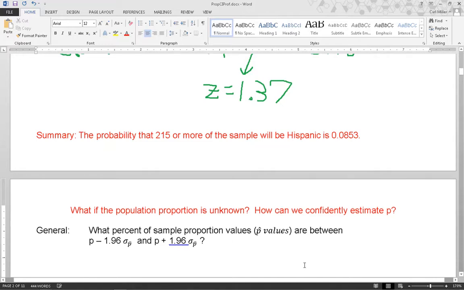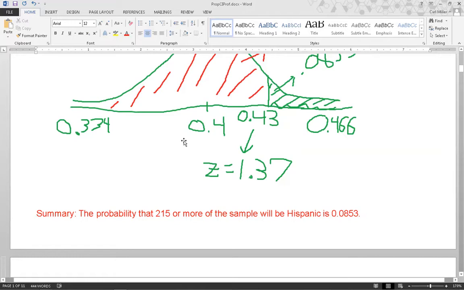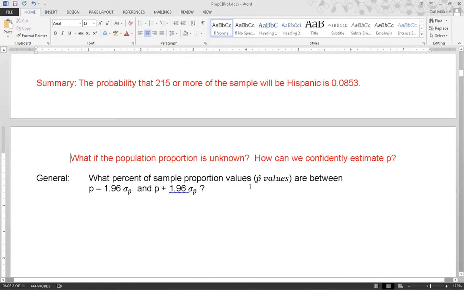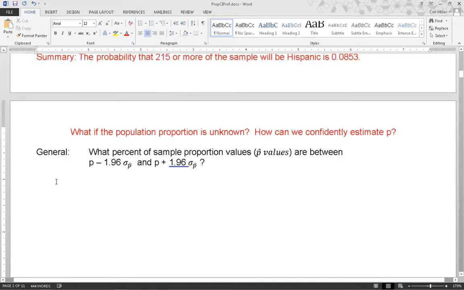Next, what if the population proportion is unknown? So instead of being told we know the rate is 40% for Hispanics, how can we confidently estimate the value of the unknown parameter? Let's begin by just asking what percent of sample proportion values, p hat values, are going to lie between p minus 1.96 sigma sub p hat and p plus 1.96 sigma sub p hat.